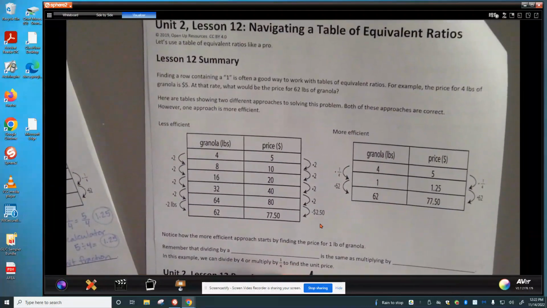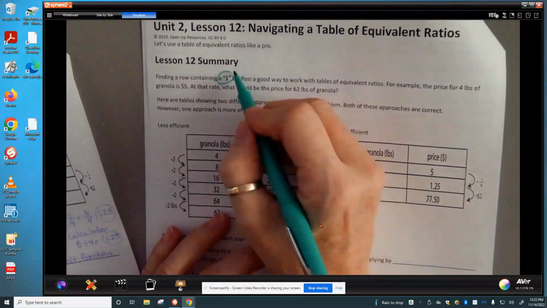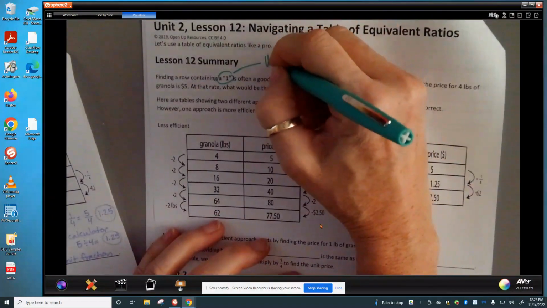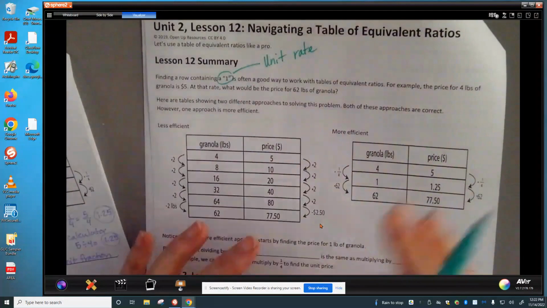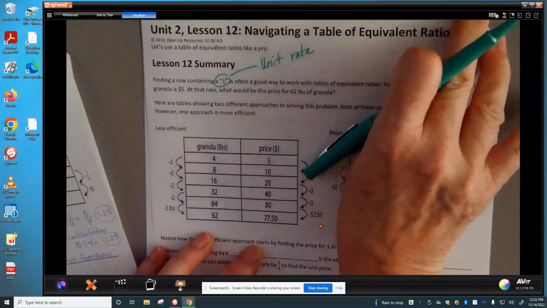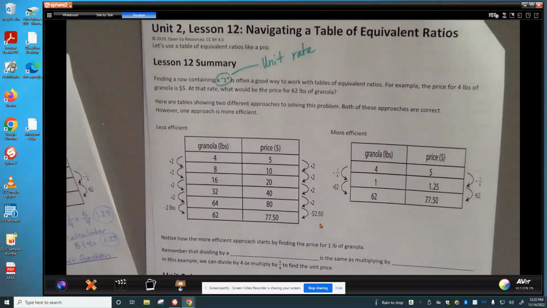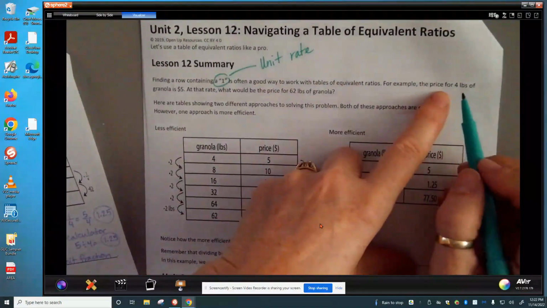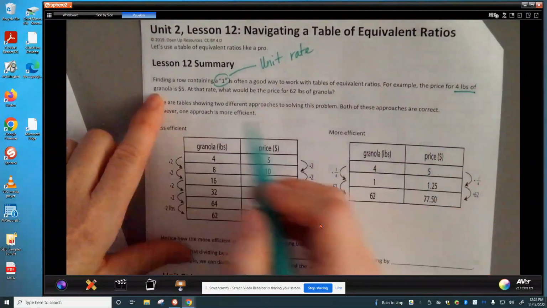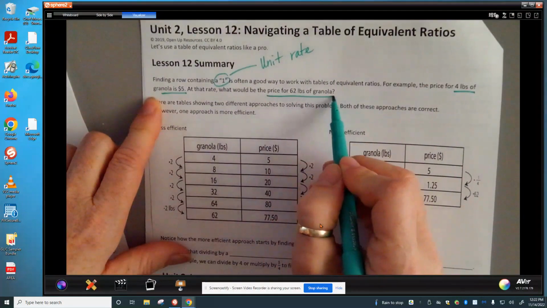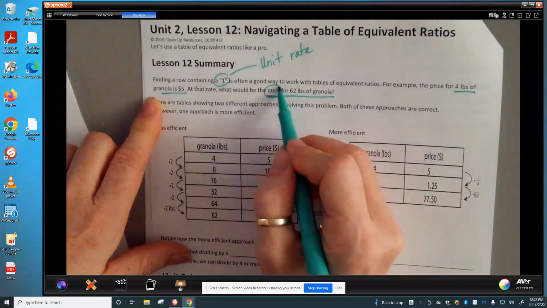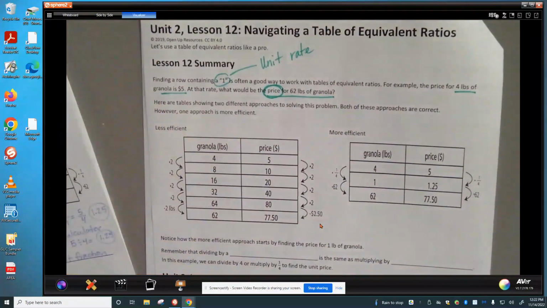In Lesson 12, we learned how to find that 1, which we call the unit rate. And that is where one of our numbers is compared to 1. It's easier to multiply and divide. If our ratio is 4 pounds of granola for $5, what would be the price of 62 pounds of granola? So we're looking for the price.